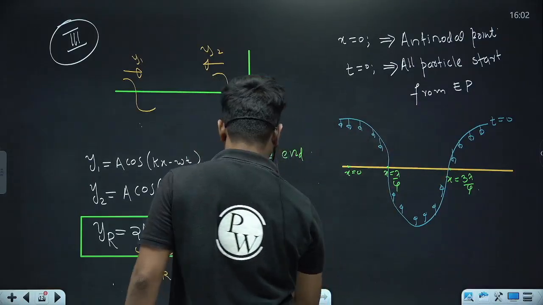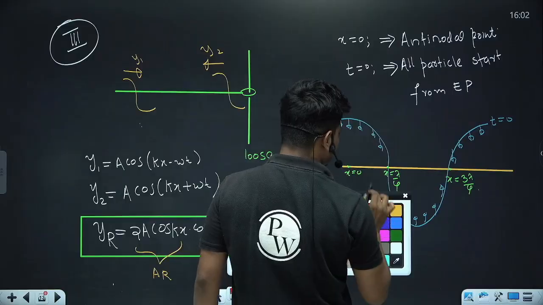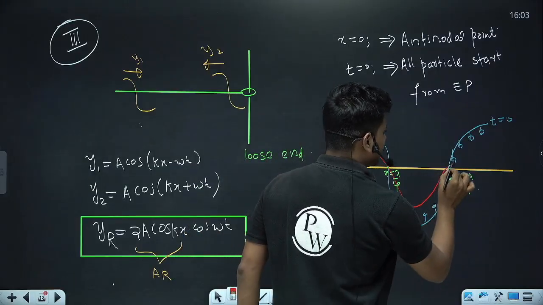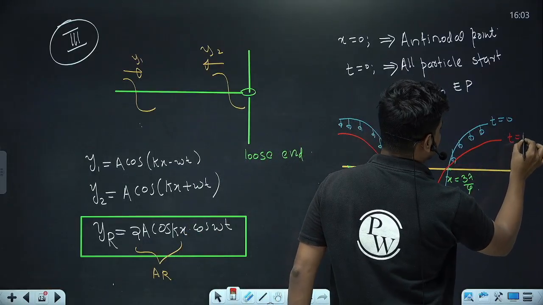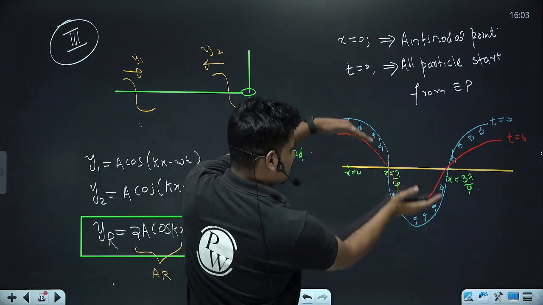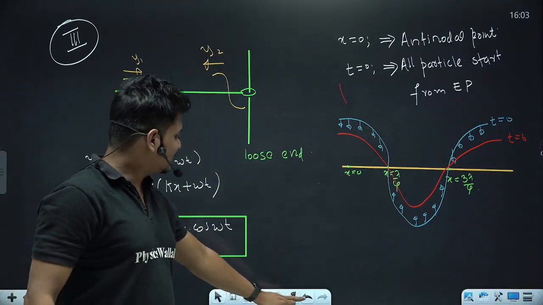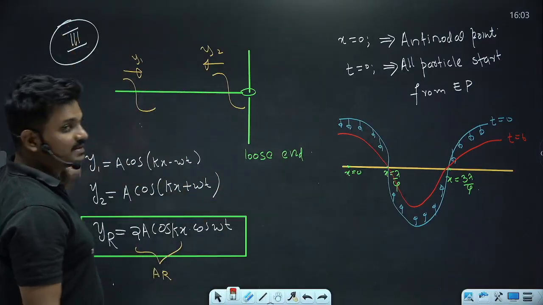After some time, what happens? It goes like that. When t is equal to T, it goes like this. Is it clear? This is the third possibility.